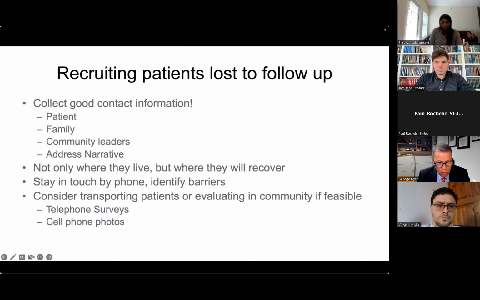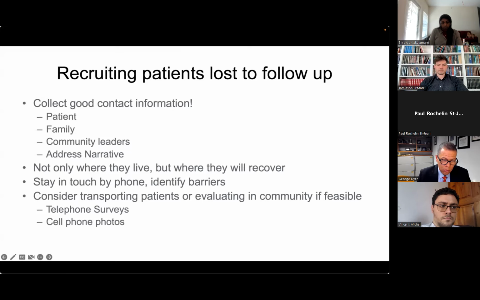How do we get patients who are lost to follow-up back? Well, you collect a lot of information right at the get-go, right? Patient information. What are members of their families? If they live in a community, can they provide information on community leaders that can help us track these patients down? Narrative addresses, right? Sometimes patients may not have an actual street address, and so we need to get information documented that provides a narrative as to how one could find them. Not only where they live, but where they will recover from their injuries.